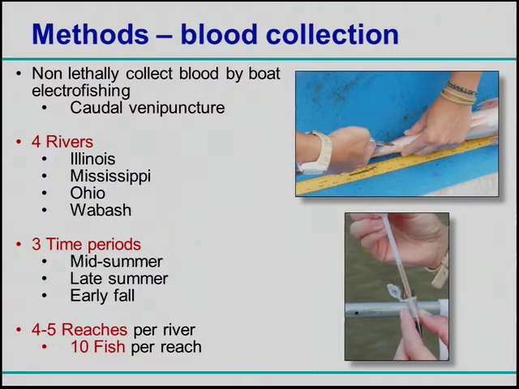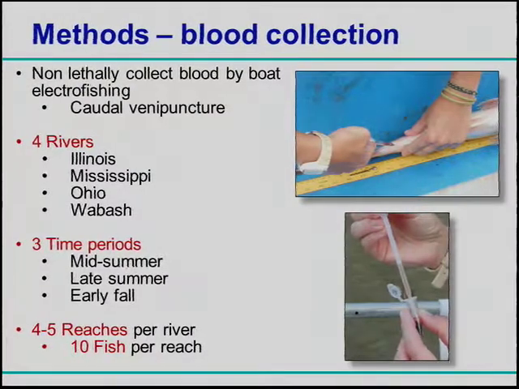We did this on 4 different rivers, okay, so we did the Illinois, the Mississippi, the Ohio, and the Wabash. And in each of those 4 rivers we sampled across 3 different time periods: midsummer, late summer, and then early fall. And in each of the rivers, we sampled 4 to 5 different reaches, okay? So small little segments. We had a river that we divided into 4 or 5 segments that we then sampled at 3 different time periods. Okay, so we got some spatial or hierarchical arrangement of the data.